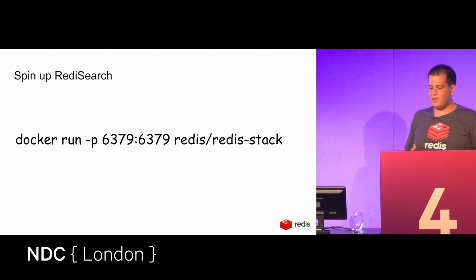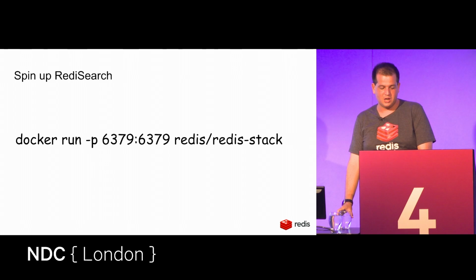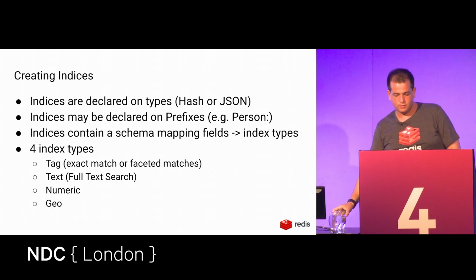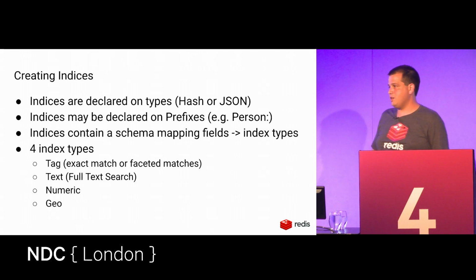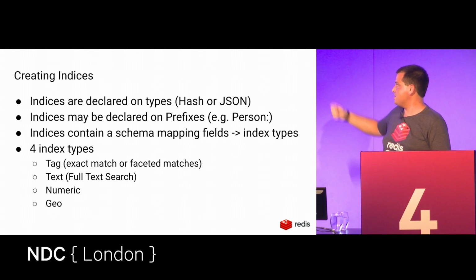So to spin up an instance of Redis Search, you want to use the Redis Stack Docker image. You just run docker run -p 6379:6379 redis/redis-stack, which is what I have running right now. Now, to create an index, you can create an index for either of those data types that I referred to earlier, a hash or JSON, and the indices may be declared on a particular prefix. So for example, if you just want to index people, the prefix I want to use is person:, and that'll create the index for you on just those people.